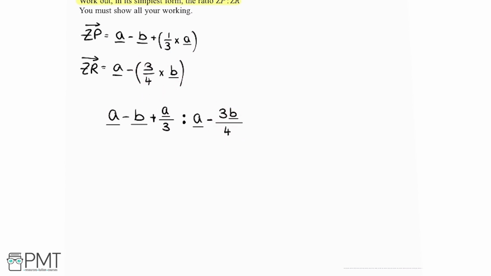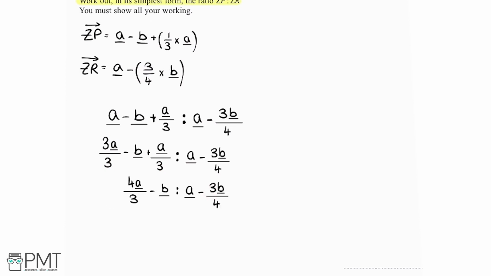Now I'm going to manipulate this a bit. On the left-hand side, we've got a 1 over 3 A component and an A component, so I'm going to try and merge them together. I've multiplied the top and bottom of this element by 3, so it's the equivalent fraction. But now I've got a common denominator here and here. That gives me 4A over 3 minus B. And then the same on the right-hand side of the ratio.